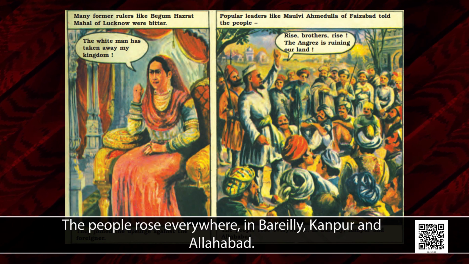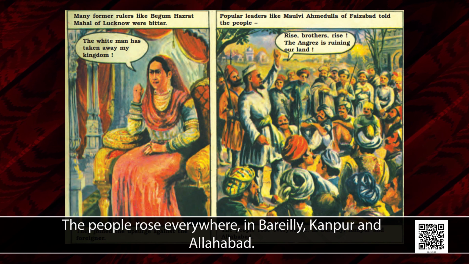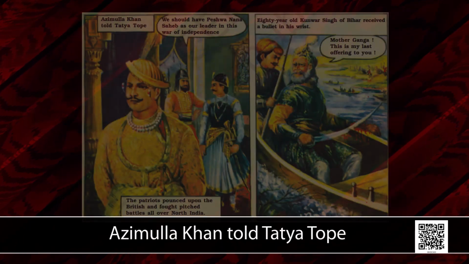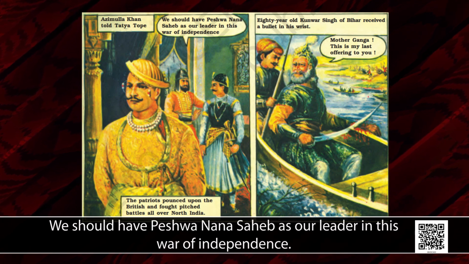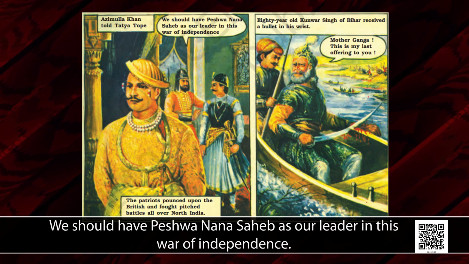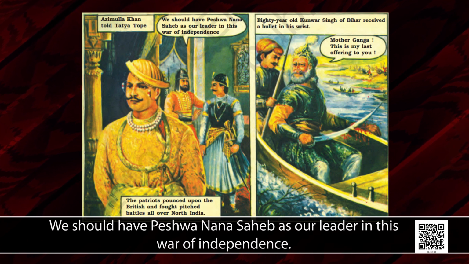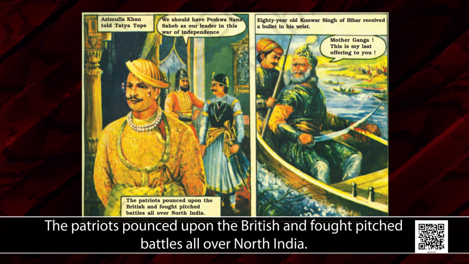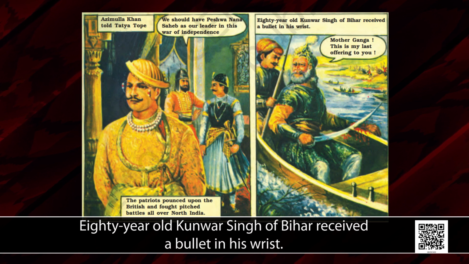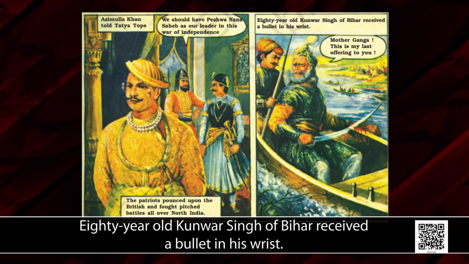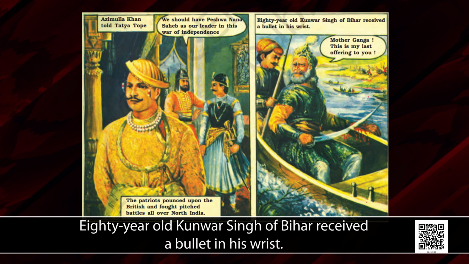The people rose everywhere, in Bareilly, Kanpur, Allahabad. Azimullah Khan told Tantia Tope, "We should have Peshwa Nana Sahib as our leader in this war of independence." And Nana Sahib did make a great leader. The patriots pounced upon the British and fought pitched battles all over North India. 80-year-old Kunwar Singh of Bihar received a bullet on his wrist and he cut off his arm and offered it to Ma Ganga, and yet he fought on.